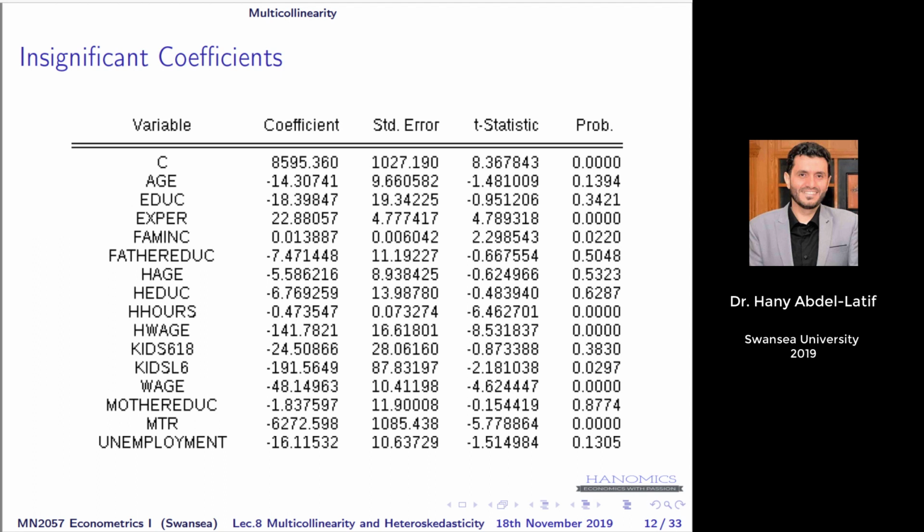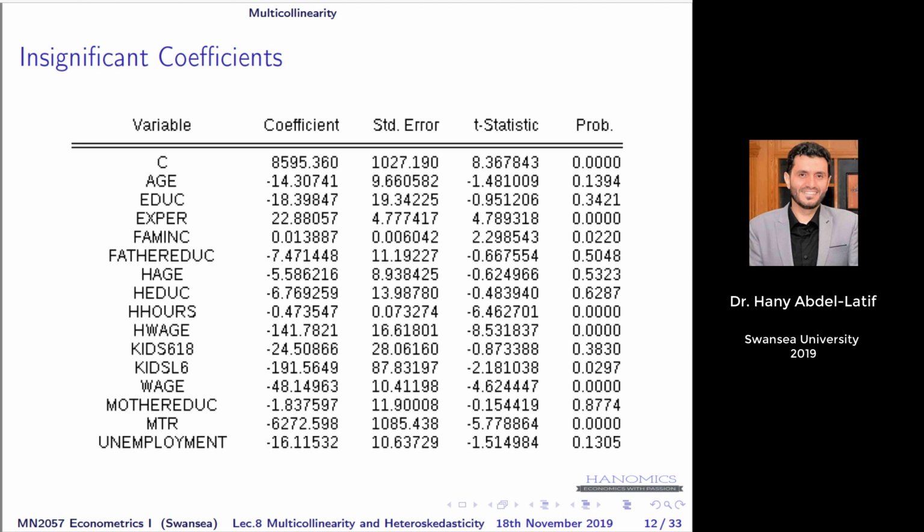However, when we look at the estimated coefficients, when we look at the p-values here, you see the p-values in most cases are not significant. So they are large p-values. It's more than 5%. It's even more than 10%. So in the case of age, education, the father's education, the husband's wage, the husband's age, and so on. I think even the husband's hours, etc.